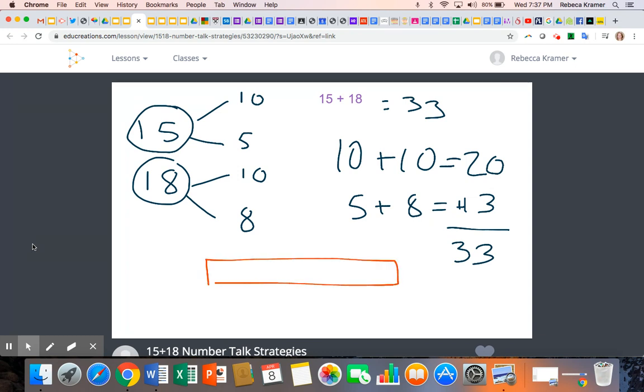Addition is putting 2 parts together to make a whole. So the original problem was 15 plus 18, and I want to know what the total is. What I did in this strategy is I broke up the 15 into a 10 and a 5, and I broke up the 18 into a 10 and an 8. So then I combine those 2 amounts, first putting together the 10s, and next putting together the 5 and the 8 to get my final answer of 33.